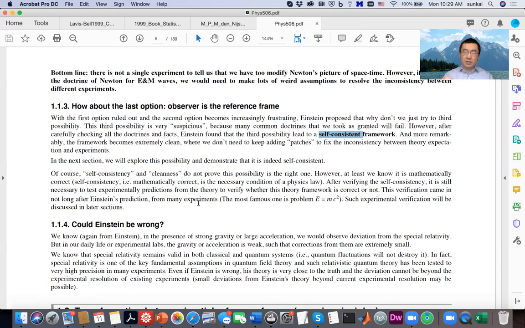But before the experimental test, the self-consistency check is very important. We need to make sure that the theory at least is self-consistent. If the theory has self-contradiction, then it cannot be the right theory at all. Unfortunately, sometimes in theoretical studies, people come up with theories which are not self-consistent and try to apply those to experiments. Of course, that's not the right thing to do, but fortunately, Einstein carefully checked the self-consistency and compared his theory with existing experiments. And that's what we're going to discuss in the next part.